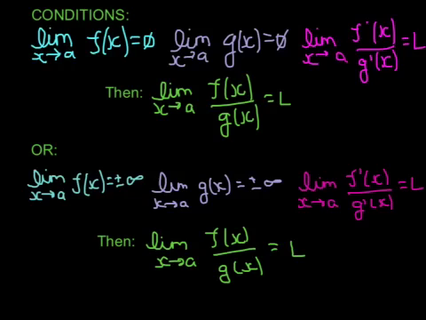This can also occur when the limit of x approaching a of f of x is equal to positive or negative infinity, the limit of x approaching a of g of x is equal to positive or negative infinity, and the limit of x approaching a of the derivative of f of x and the derivative of g of x is equal to a value of L. Then, if these are true, the limit of x approaching a of f of x over g of x is also equal to the same value.